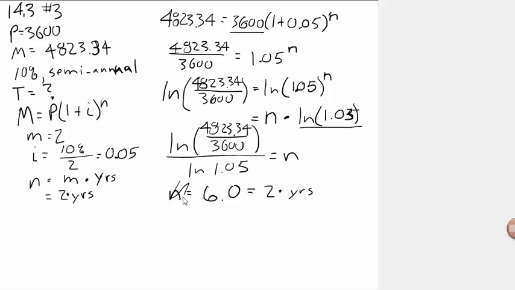So I'll just forget about n right here for now, and now I'm just going to solve this equation. I'm going to divide both sides by 2, and I'll have 6 over 2 is the number of years. And so the number of years it takes to grow your money from 3,600 to 4,823.34 is 3 years. But there was the trick at the end there, knowing that because we had semi-annual compounding, n was 2 times the number of years.